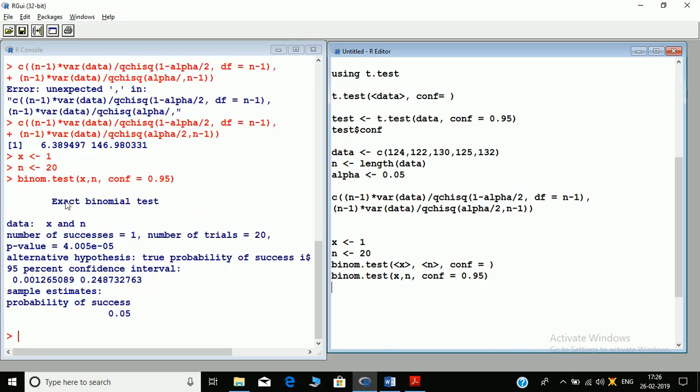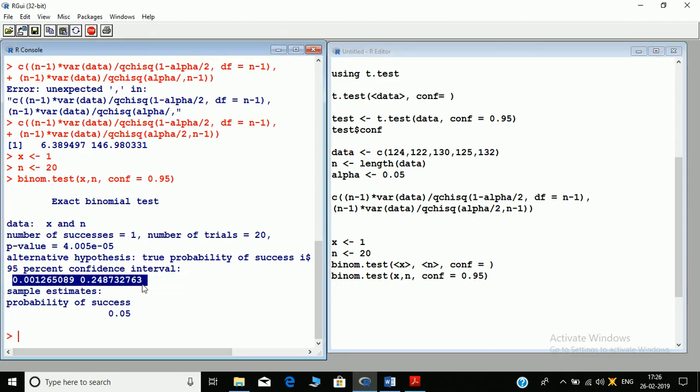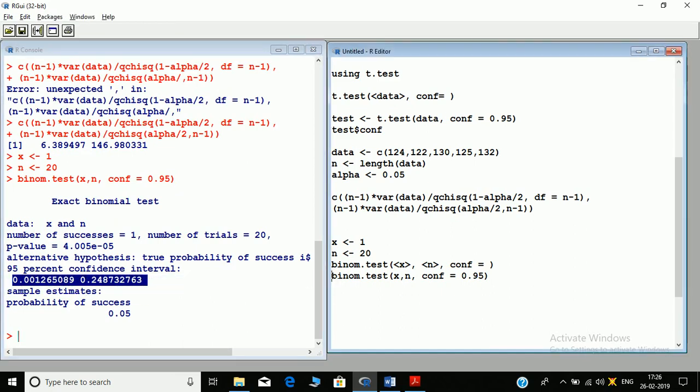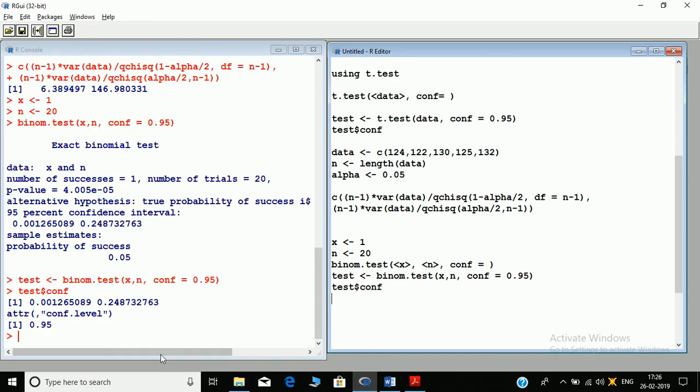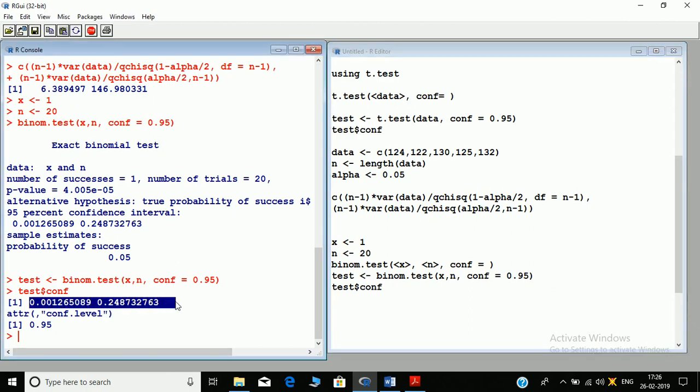So I can see the exact binomial test, and this is the 95% confidence interval. In the same way we can pull the values from binom.test. If I store this in test, then test$conf will give me the 95% confidence interval.